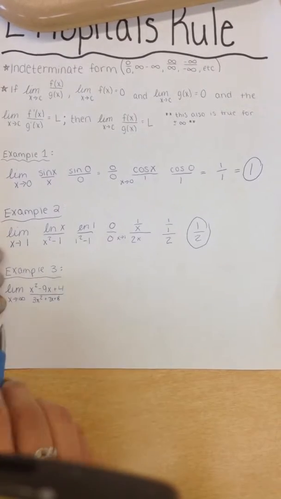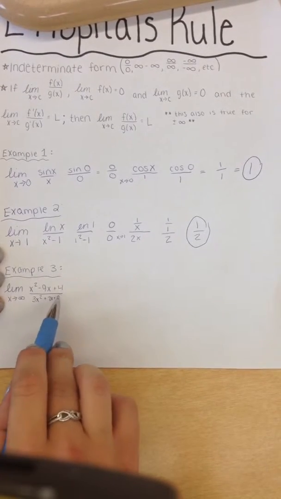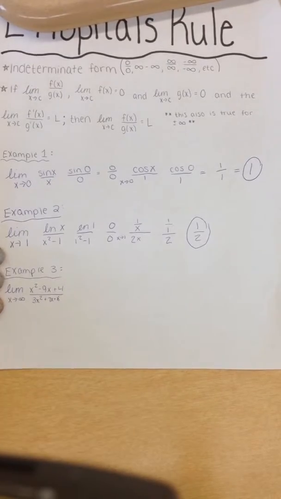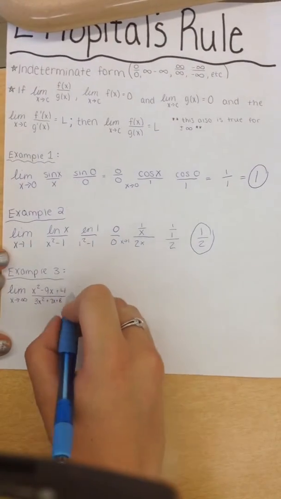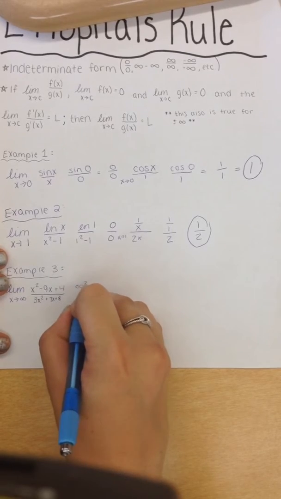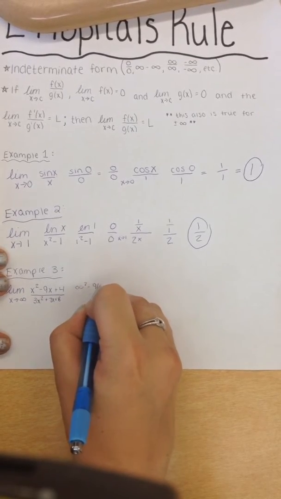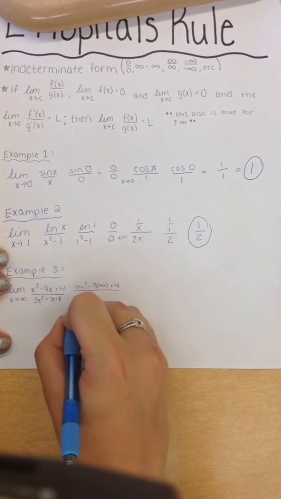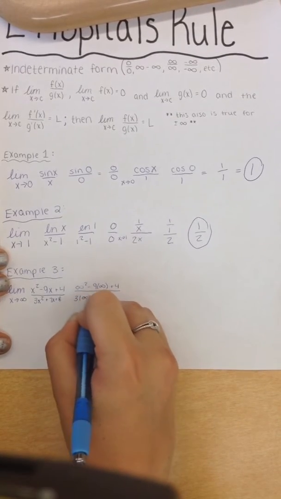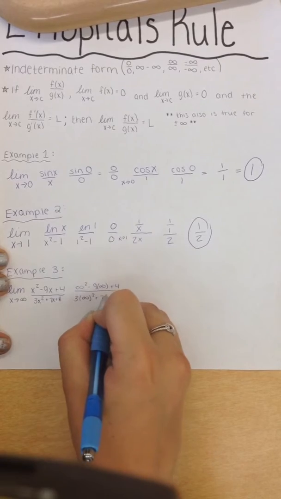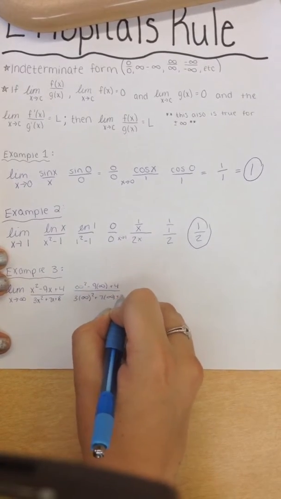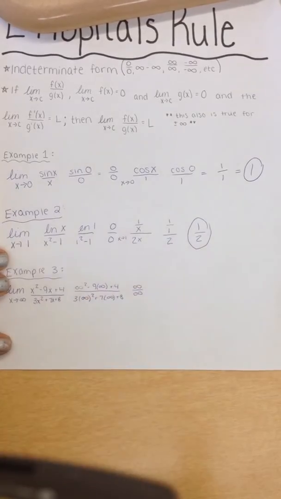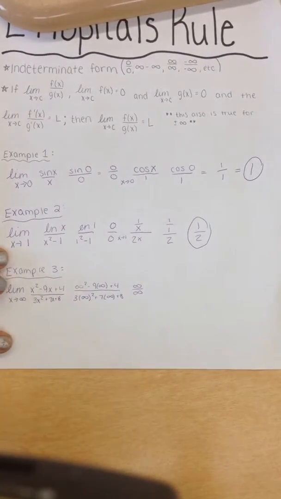Our last example is a limit as x goes to infinity of x squared minus 9x plus 4 over 3x squared plus 7x plus 8. We send x to infinity, and we get infinity squared minus 9 times infinity plus 4 over 3 times infinity squared plus 7 times infinity plus 8, which simplifies to infinity over infinity. From there we apply L'Hopital's rule.